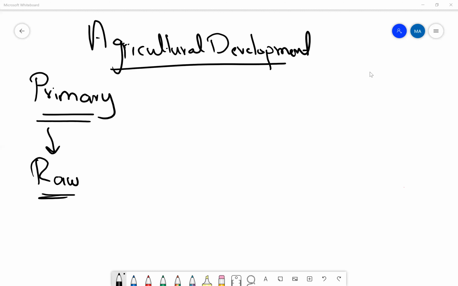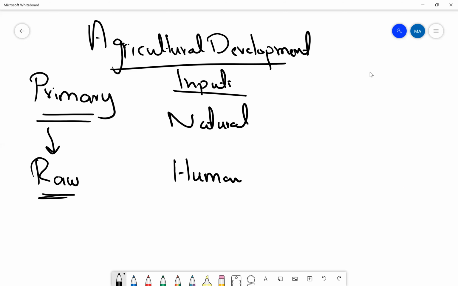So raw material is one of the major inputs for the agricultural sector. And generally we classify the inputs into two major categories. Number one, the natural inputs, and number two, the human inputs. So we're talking about the inputs of the agricultural sector here. Natural inputs are all those factors that are obtained from nature and they affect the agricultural production.